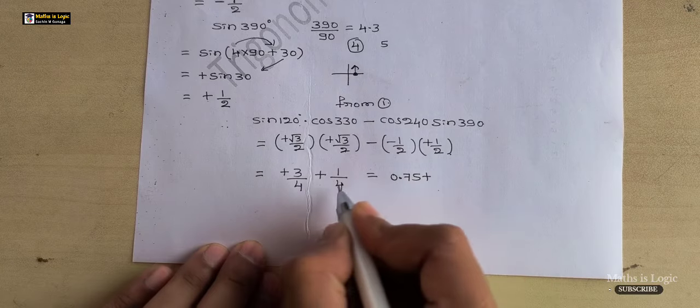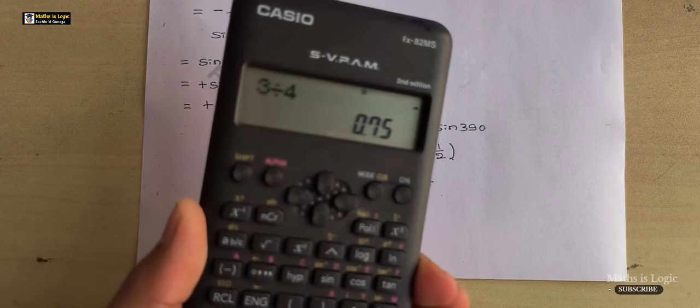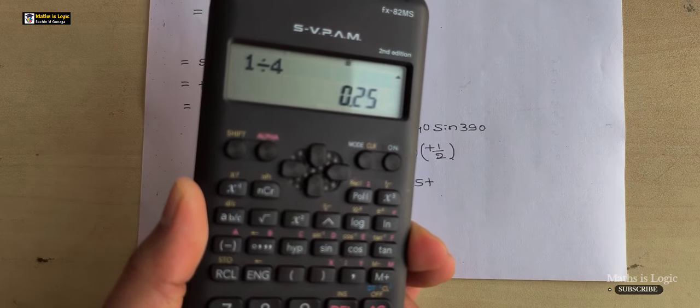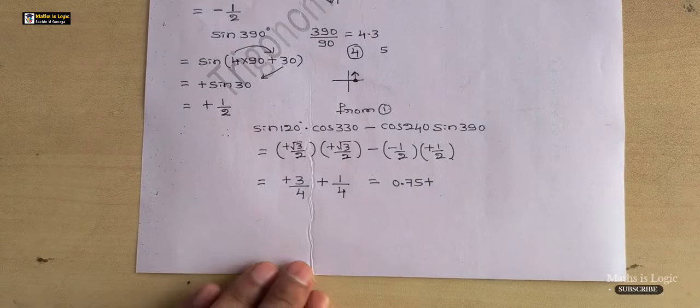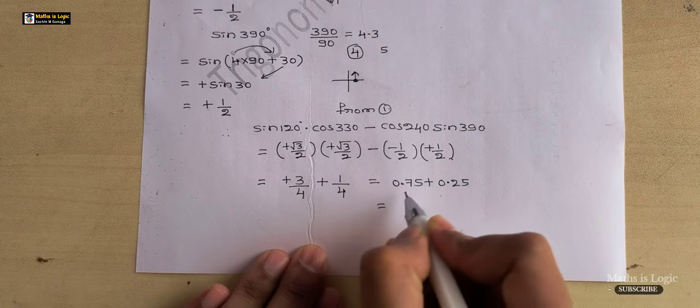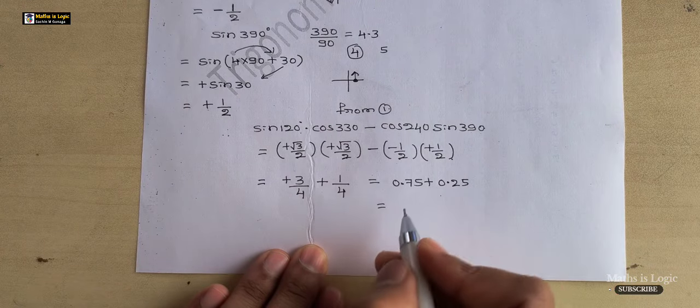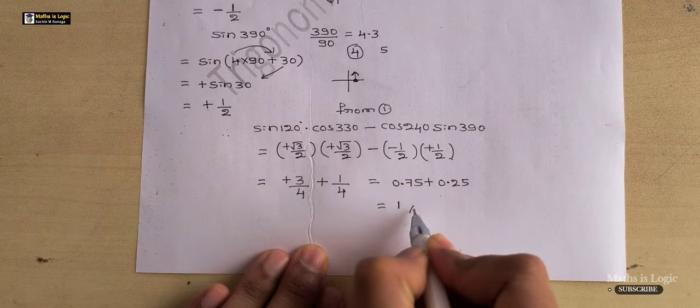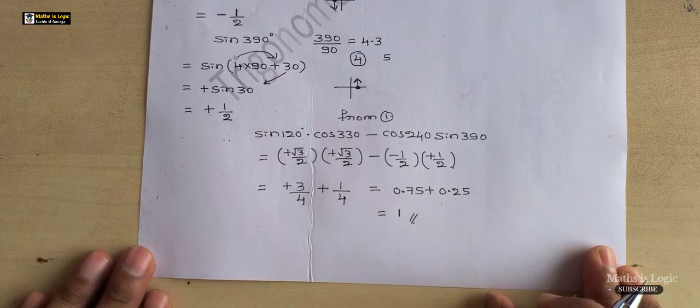0.75 plus 1 divided by 4. 1 divided by 4 is 0.25. Next, add 0.75 plus 0.25, which is nothing but 1. So this is the final answer.